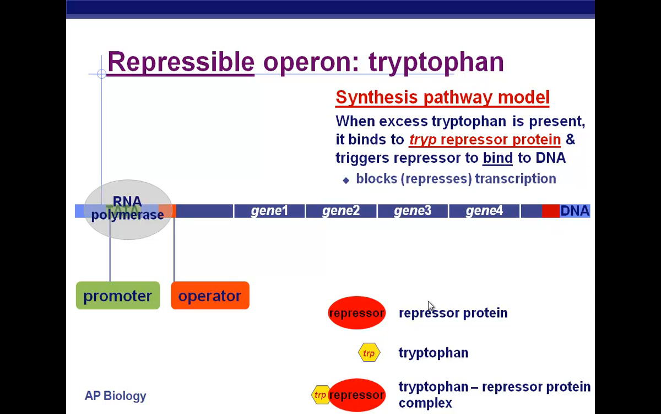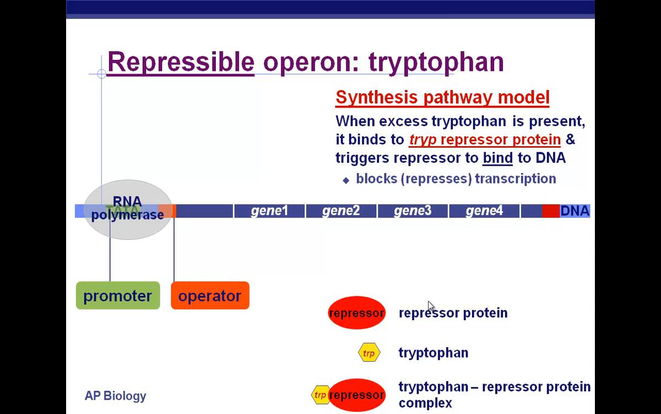Now, with a lac operon, we turn the gene on. With the repressible operon, we're essentially turning the gene off, preventing transcription and translation. So in this synthesis pathway, this is the pathway that actually produces the molecule tryptophan. When you have extra tryptophan present, it's going to bind to the TRP repressor protein, and again, that's going to cause a change in shape.